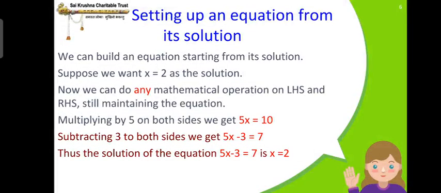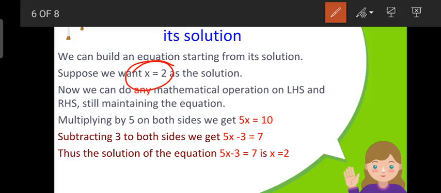Okay. Next is setting up an equation from its solution. So how can you set up an equation from the solution? Till now we have studied how to get the solution. Here let's look at the solution. x is equals to 2. You can do any mathematical operation on the LHS and RHS as long as you maintain the equation. When you multiply both sides by 5, what happens to this equation? I'll write here, x is equals to 2. When you multiply both sides by 5, 5 into x is 5x, and 2 into 5 is 10. So it is 5x is equals to 10.